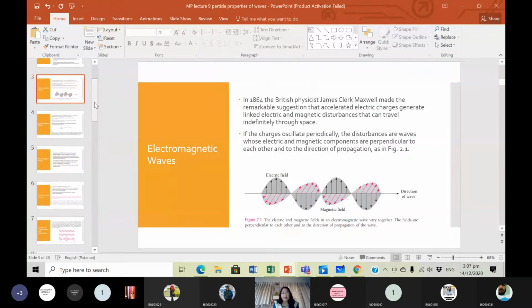In 1864, the British physicist James Clerk Maxwell made the remarkable suggestion that accelerated electric charges generate linked electric and magnetic disturbances that can travel indefinitely through space. Basically, we know about electromagnetic waves that they have electric fields oscillating sinusoidally in one direction, and a magnetic field oscillating sinusoidally at right angles to the electric field. The direction of the electric field, the direction of the magnetic field, and the direction of propagation of the wave are all three perpendicular to each other.